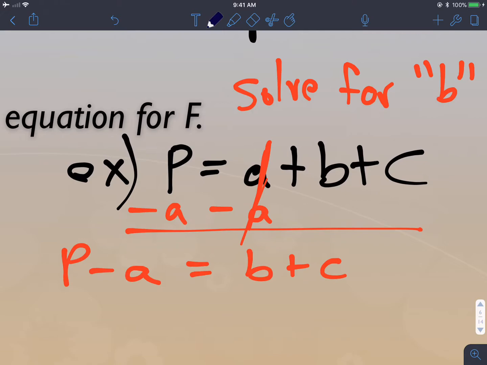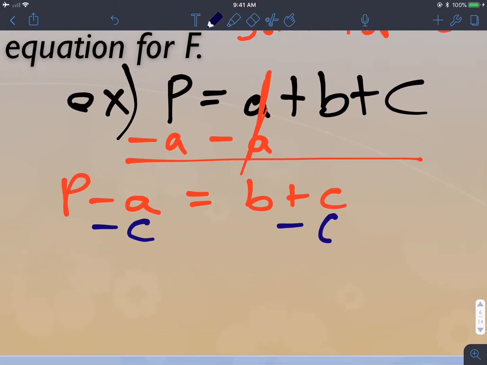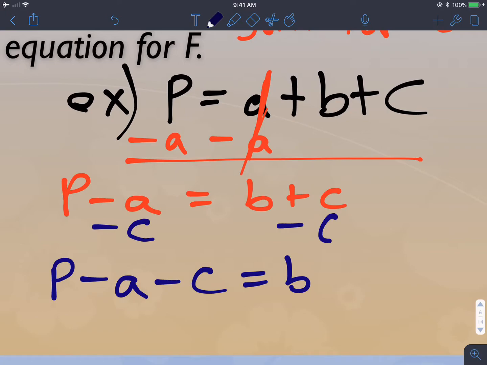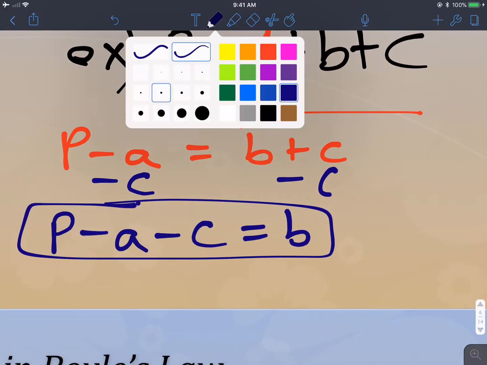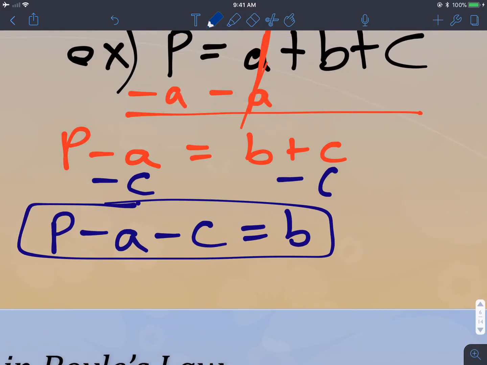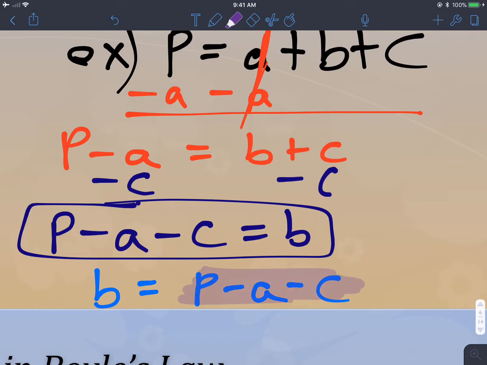Then the next thing I would do is subtract C. But now that doesn't go together with any of them, so I have to write P minus A minus C. And that's my answer. They are literally looking for B equals, and you're going to enter in P minus A minus C. That is the part that you type in right there.